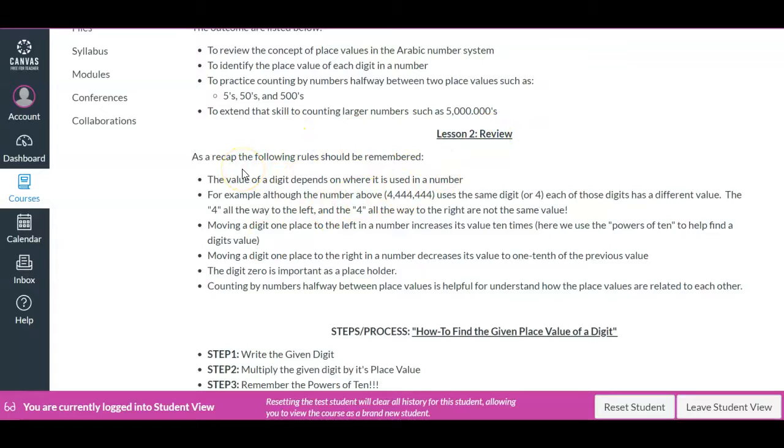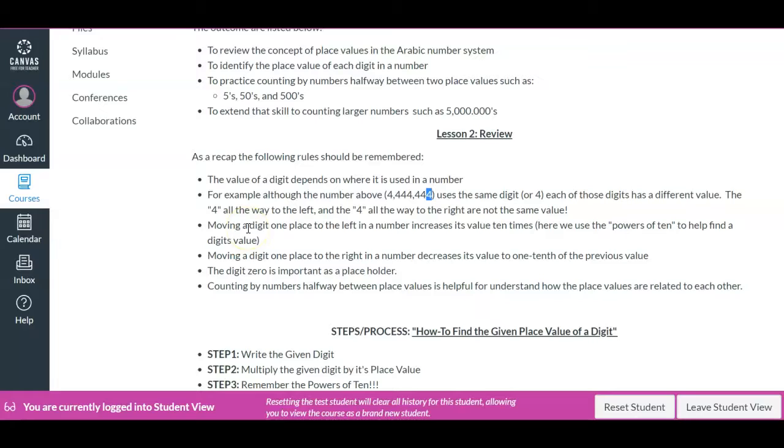So as a recap, the following rules should be remembered. The value of a digit depends on where it is used in a number. For an example, although the number here, 4,444,444, uses the same digit, you can see that they're all 4s, each of these digits actually has a different value. For an example, the 4 all the way here to the left and the 4 all the way to the right do not have the same value.